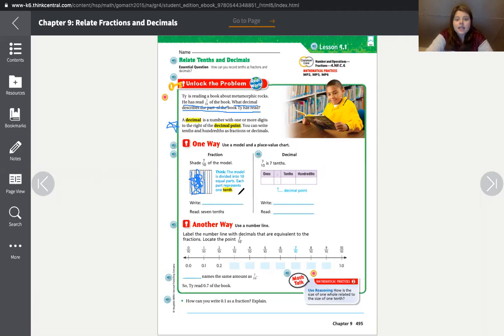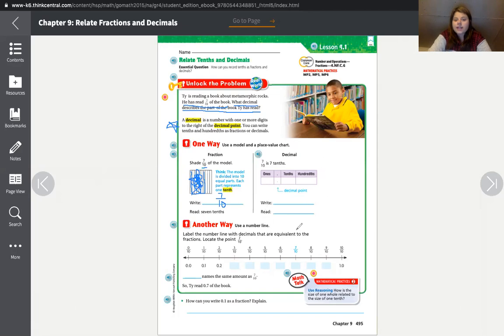And it even gives us a little tip. It says, think: the model is divided into 10 equal parts, because remember, that's what our denominator tells us. And each part represents 1/10. So each individual part is 1/10, 1/10, 1/10. We shaded 7/10 to represent the fraction 7/10. Okay, that's our review. We know how to do that, and we know we read it as 7/10.